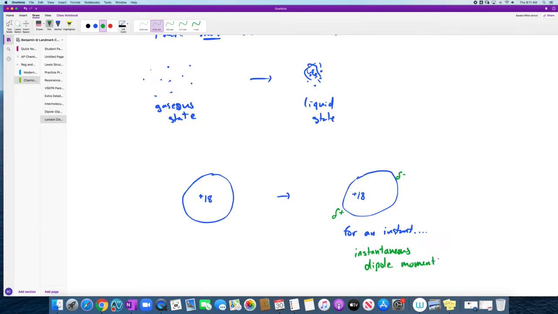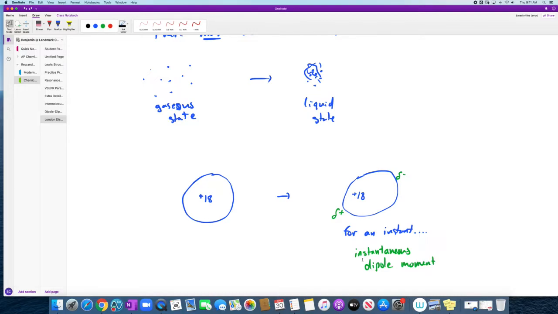All right, so just for a moment, you end up with a dipole moment. And so that's the idea of an instantaneous dipole moment. And it's going to help us understand how London dispersion forces work. It's all based on this instantaneous dipole moment thing.